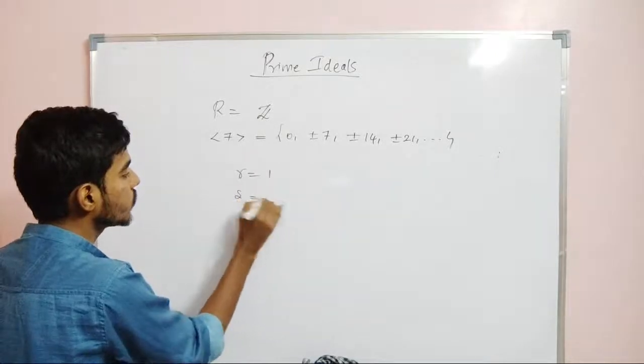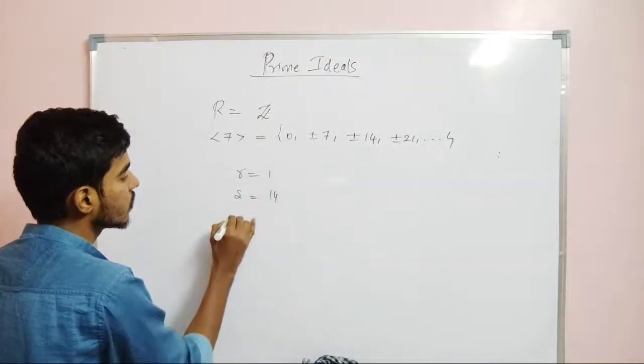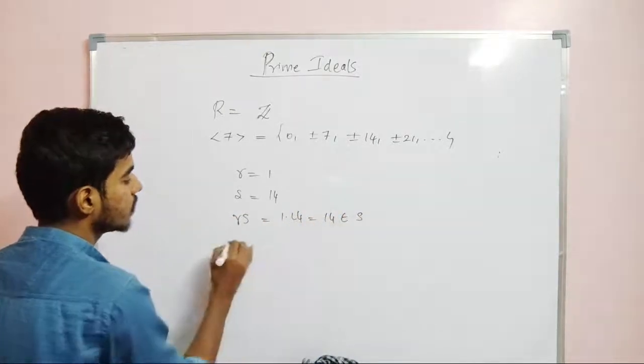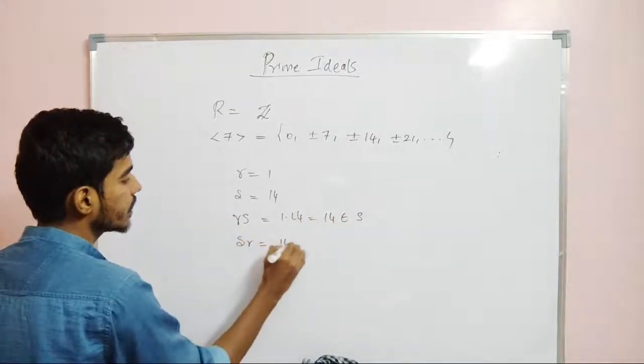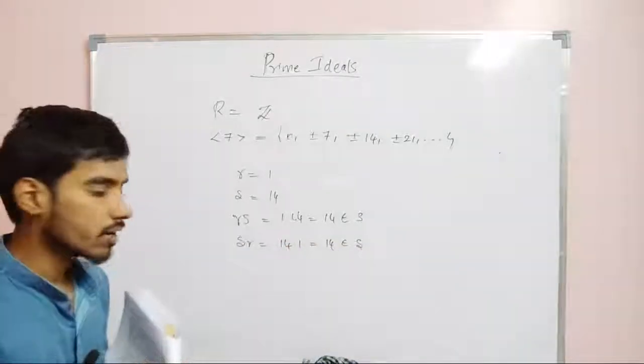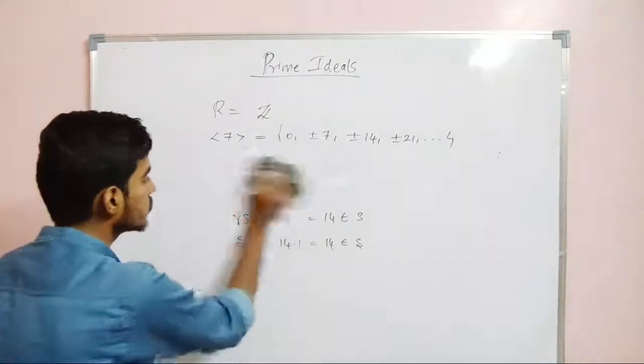If I take s to be, let us say, 14, now what about r into s? It is 1 into 14, which is 14, which belongs to S. And what about s into r, which is again 14 into 1, which is 14, belongs to S. So it is true for any r and s. Therefore this is an ideal. Now this is also a prime ideal.